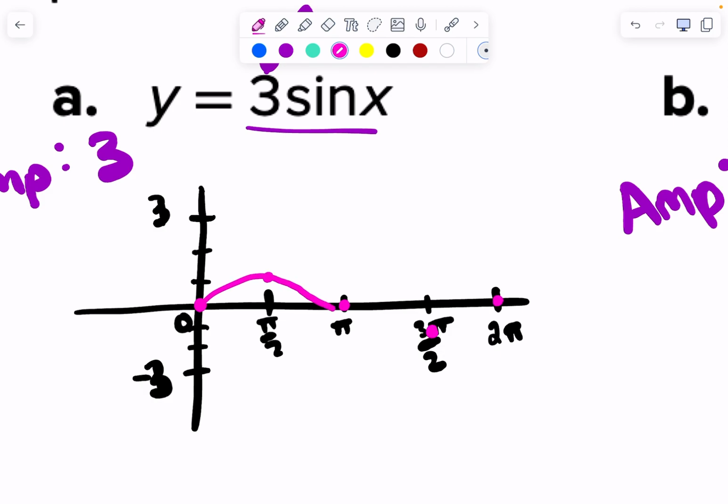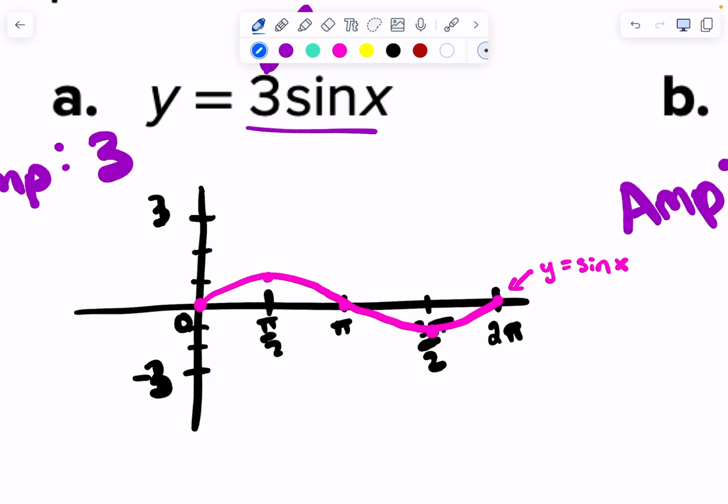This is what just sine of x looks like. Should we graph this or not? I don't care. You can graph it. I always graph the original. They didn't want us to graph sine of x. They want us to graph 3 sine of x, but I always graph the original guy on there so that I can see what he looks like in comparison.